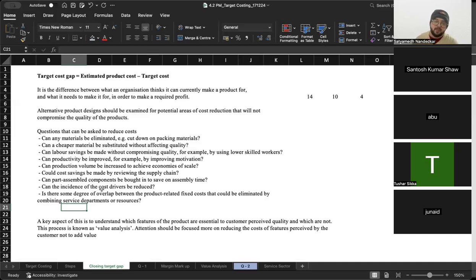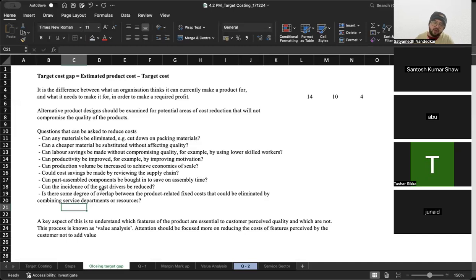Can productivity be improved, for example, by improving motivation? Labor cost is high because the idle time is high. Now, idle time is high because people don't have a lot of incentive for working on the floor right now. Could you do something to improve their productivity? That could be a way. Can you increase production volume to achieve economies of scale? Maybe can you have any savings in transportation cost and input material?